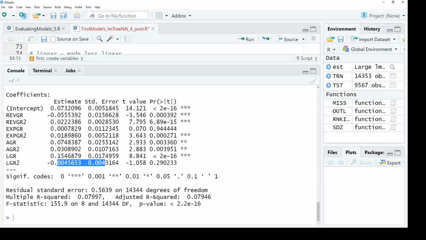We saw the R squared before, now it's gone up a little bit. It's not a tremendous increase, but a slightly higher R squared.